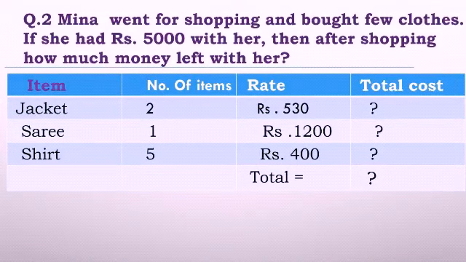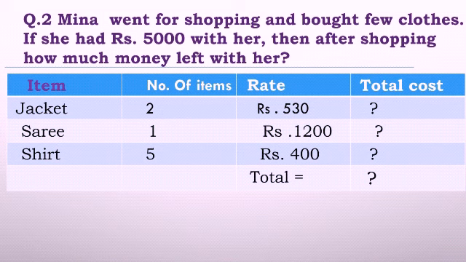The second question. Meena went shopping and bought a few clothes. If she had rupees 5,000 with her, then after shopping how much money is left with her? This is a very easy question. You have solved this type of question several times. First of all, a list is also given. The cloth list is given and the cost also. That means the shopping bill is there.